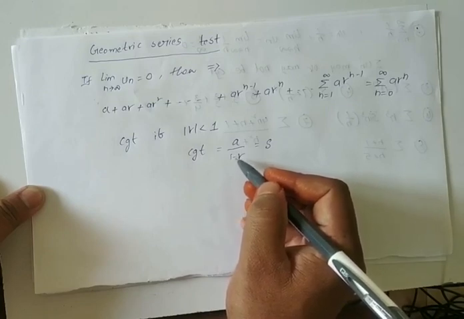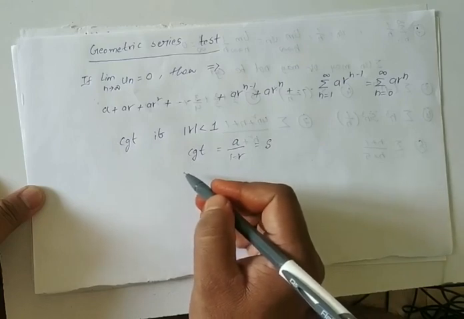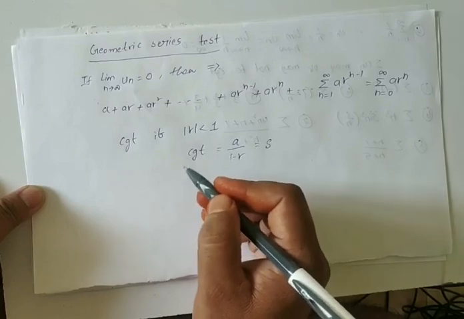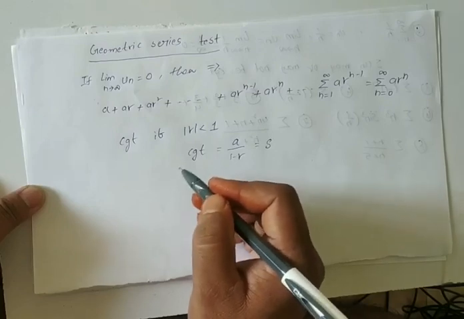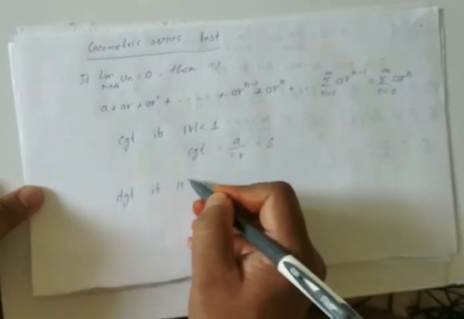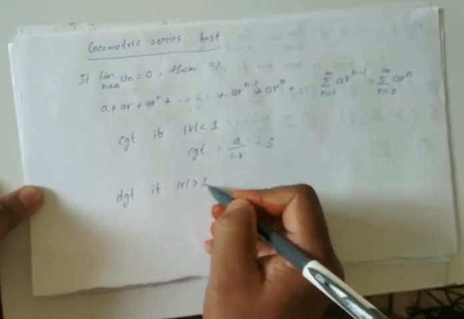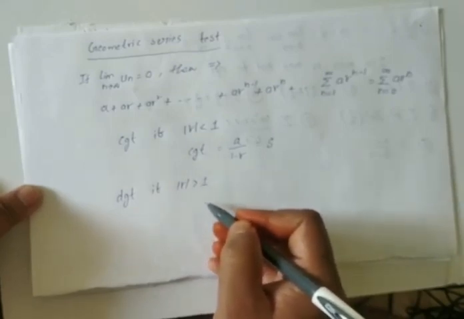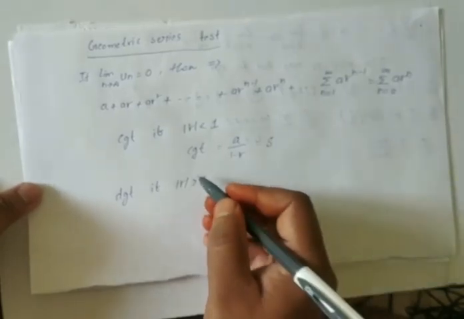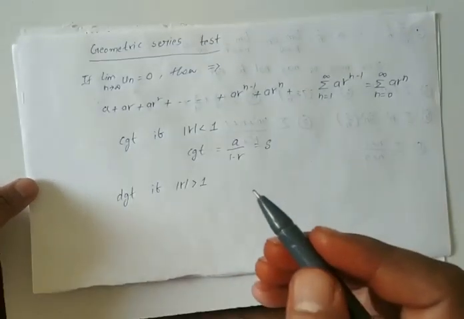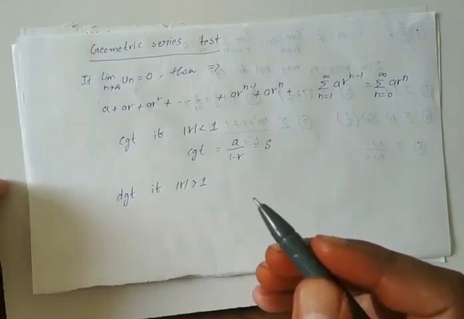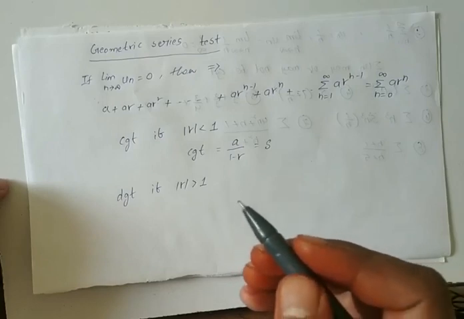Next, the geometric series is divergent. The geometric series is said to be divergent if mod r greater than 1. That means if mod r value is greater than 1, then we will say that the given geometric series is divergent.